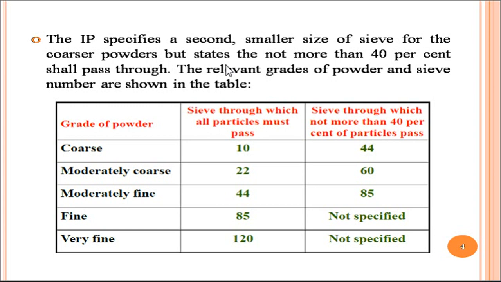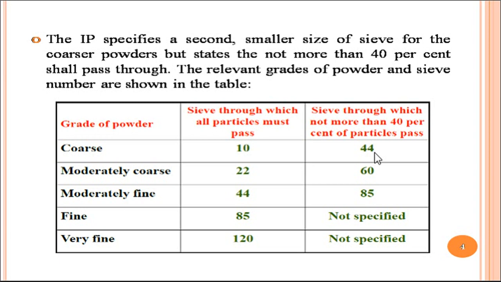So likewise we can pass the different grades of powder. Say, for example, if you take a grade of powder for coarse material, then as per this table, it indicates the sieve through which all particles must pass, like 10 number of sieve. But on the other side, the sieve through which not more than 40% of the particles should pass, that is 45. This is the limit within which we are going to collect our powder material, and that powder material is categorized as a coarse powder.